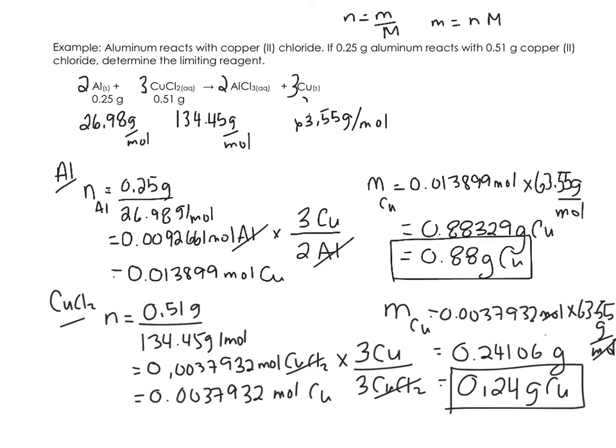All right, so then you compare these two numbers in the square boxes. Which one is the smallest amount? So that is going to be the theoretical yield. So 0.24 grams of copper. That's the most copper we can precipitate out, with 0.25 grams of aluminum and 0.51 grams of copper 2 chloride. So that makes the reactant that this second number here came from, this 0.24, this came from CuCl2. So CuCl2 is the limiting reagent. It limits how much product we can make.